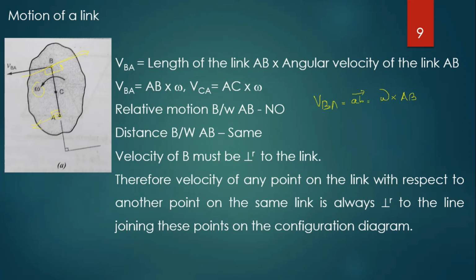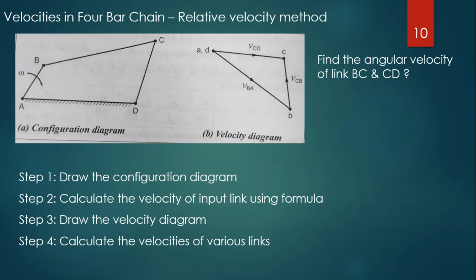So here the velocity of B with respect to A is equal to the length of the link AB times the angular velocity of the link AB. The relative motion between A and B we have already discussed. So the velocity of any point on the link with respect to another point must always be perpendicular to the line joining these two points. Clear? Now, the velocity analysis procedure by the relative velocity method. See the picture, this is called the configuration diagram.